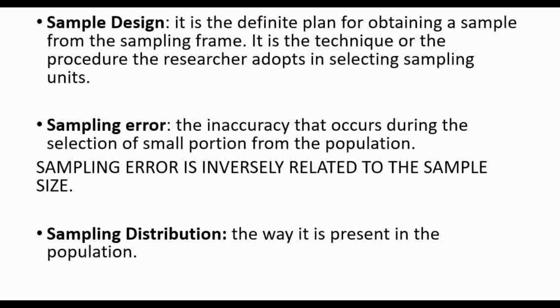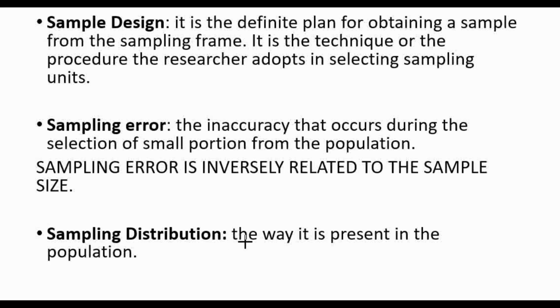Okay, next is sampling error. Sampling error is the inaccuracy that occurs during the selection of a small portion from the population. So inaccuracy means we are going to select the sample, but some mistakes happen, some inappropriate aspect happens. That inaccuracy is called sampling error.